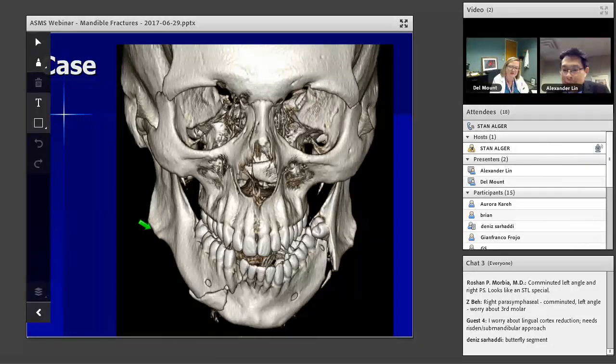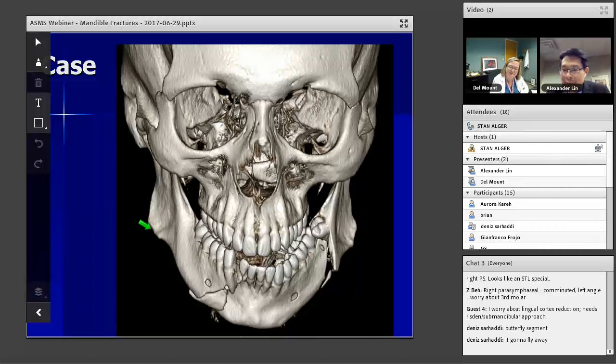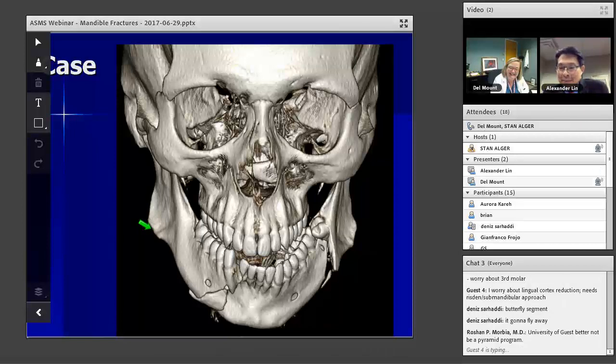Guess number 4. What would you do? What about guess number 1, 2, and 3? I think we haven't heard from them. Guest number 4 opened the 3 accounts. The lingual cortex is going to be very tough on this case.